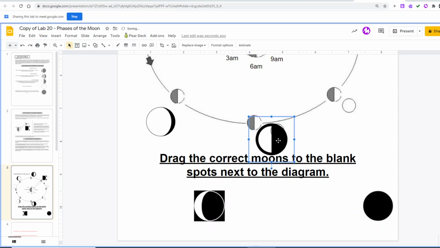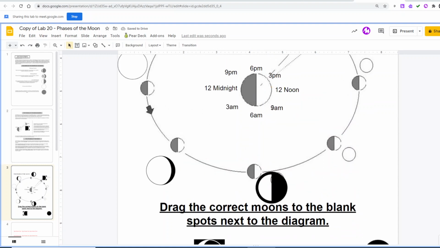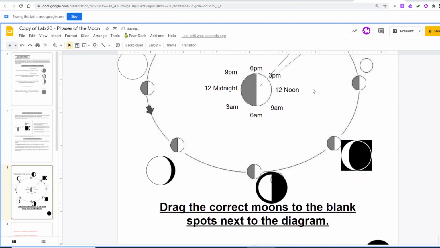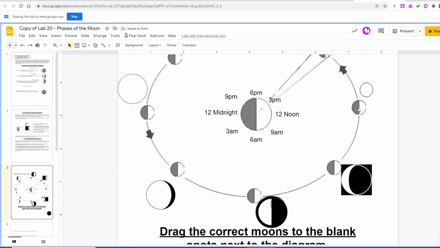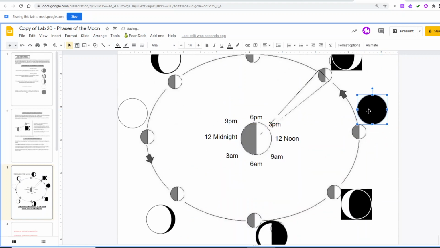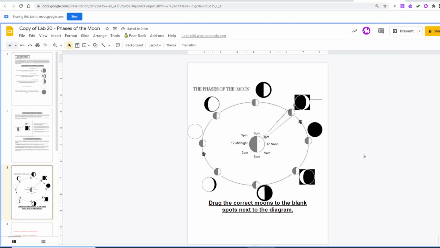Put that right there, just trying to cover that up. Okay. And then if you're at 9 a.m., you look up. It's a little bit of light on the left, mostly dark on the right. And then if you look up at 12 noon and you see the moon, it should be completely dark. And to zoom out a bit, this is what you should be seeing.